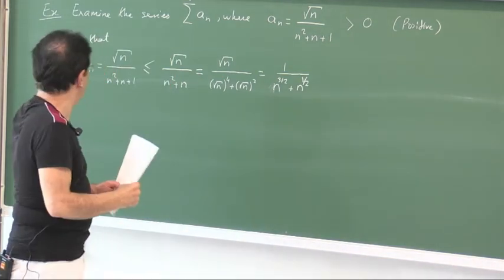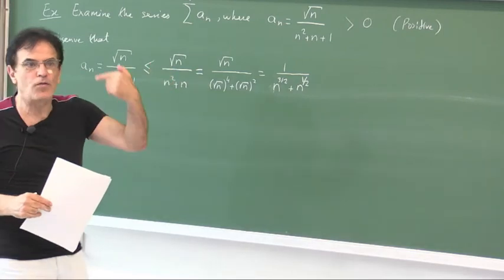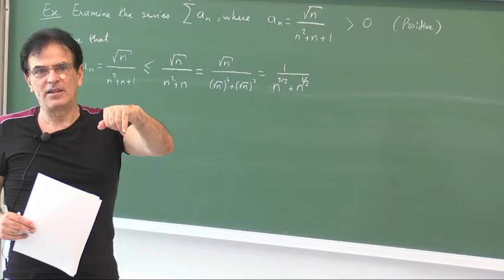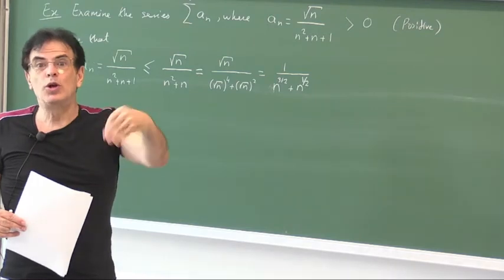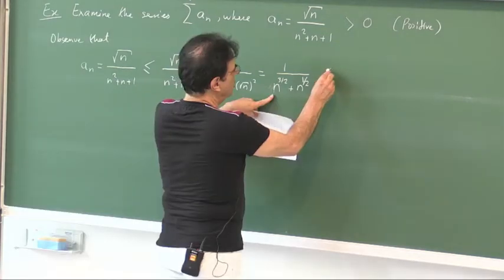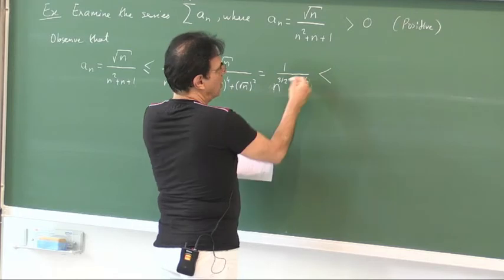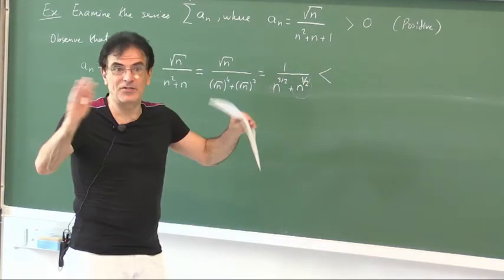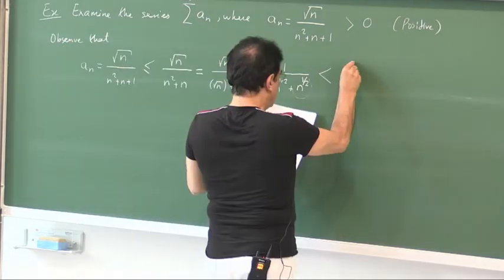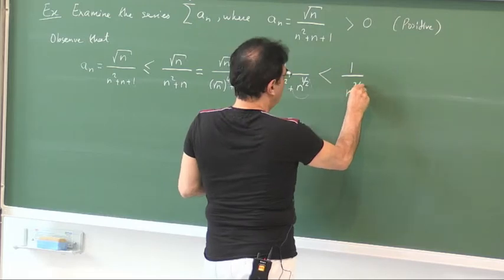My objective is to find a relation between the terms of our series and a second series whose convergence behavior is very well known. So one more manipulation: omit this term, n to the power 1/2, which is a positive term in any case, since n starts at 1. Please be careful. So we get a larger number, 1 over n to the power 3/2.